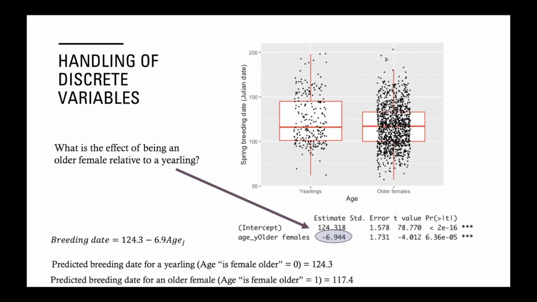So here we've described how we can interpret this slope estimate when it refers to a categorical predictor. This represents the effect of being in this category relative to the category represented by the intercept.